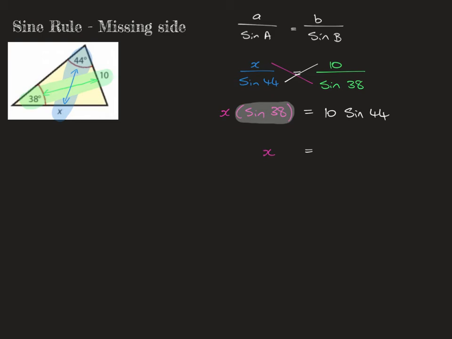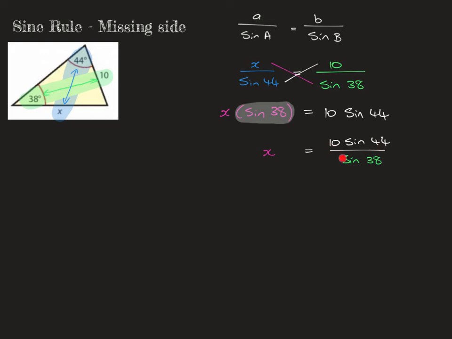I have to make sure that I do the same to the opposite side. So the sine 44, I divided this side by sine 38, so I have to divide this side by sine 38 as well. So I'm going to divide that side by sine 38. Okay, and that gives me my answer.